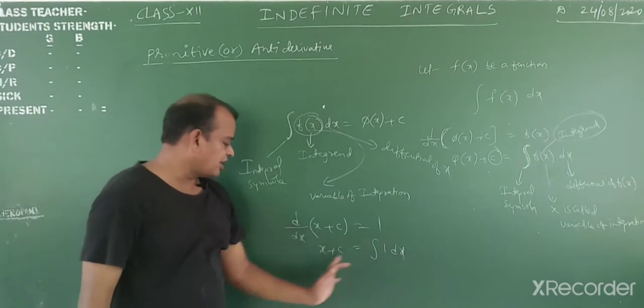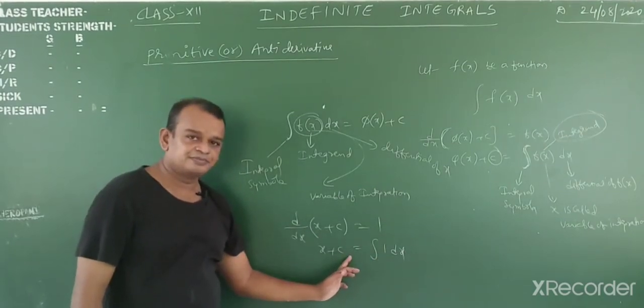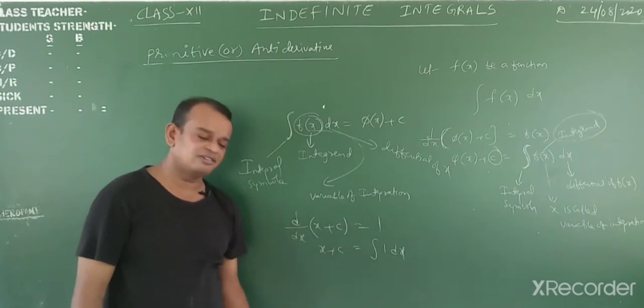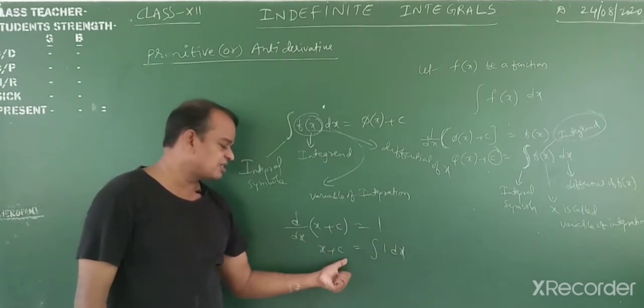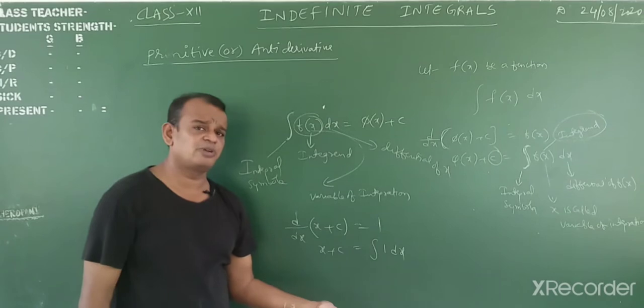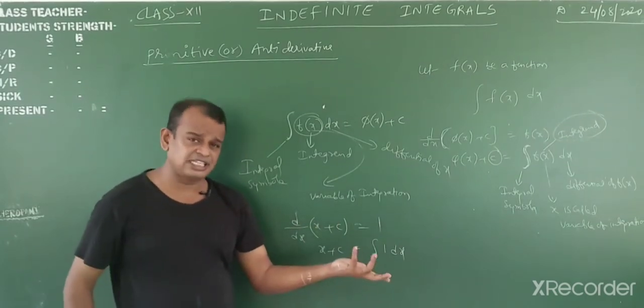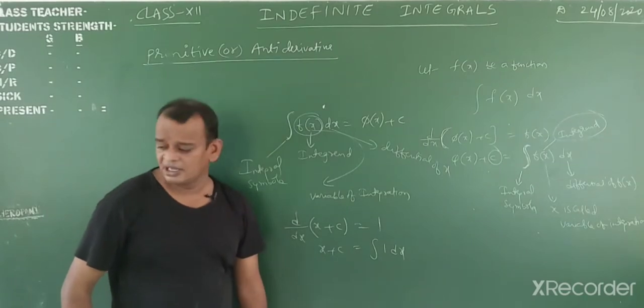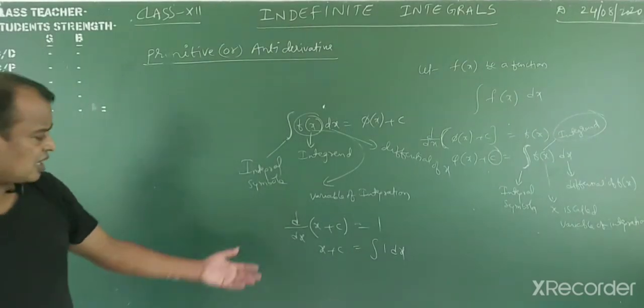The integral of 1 dx is equal to how much? 100% x plus c. The integral of 1 dx is equal to x plus c, where c is the arbitrary constant. You must write the arbitrary constant, which means the family of primitives exists. Okay, that's why x plus c is equal to the integral of 1 dx. That's why you remember. Understood or not?